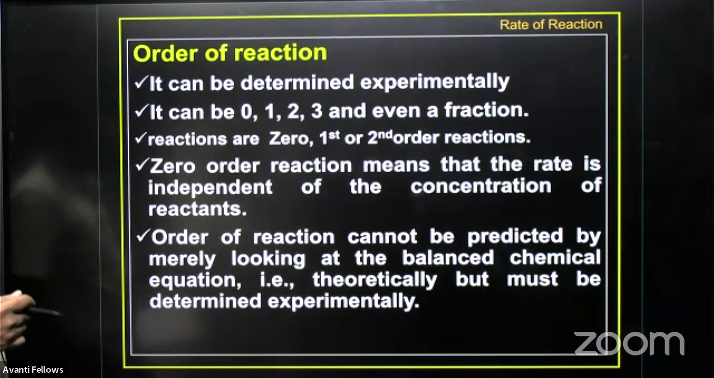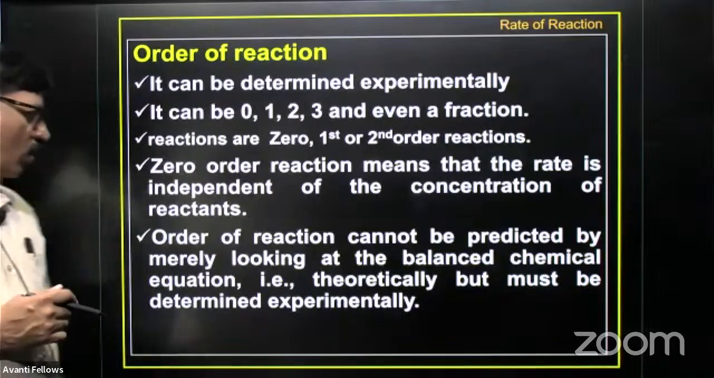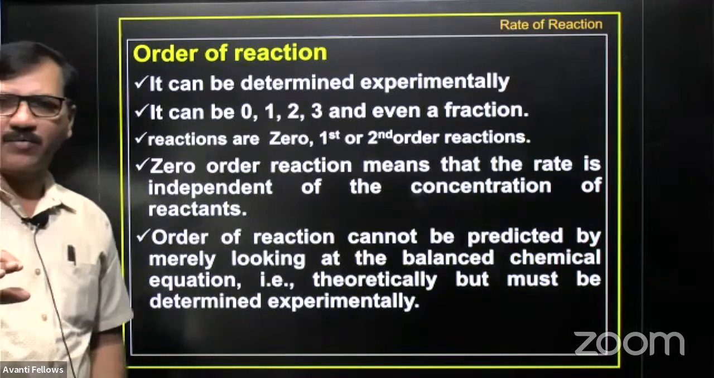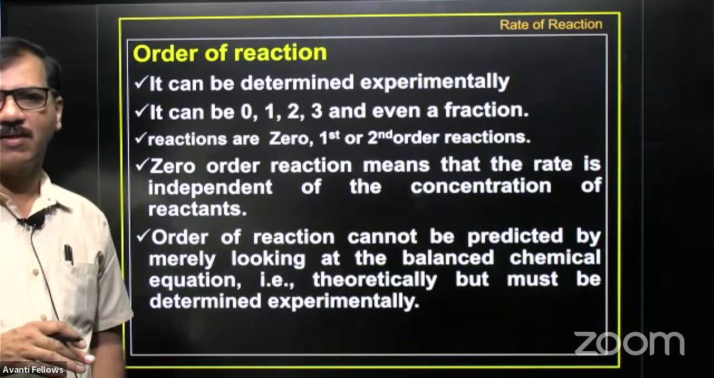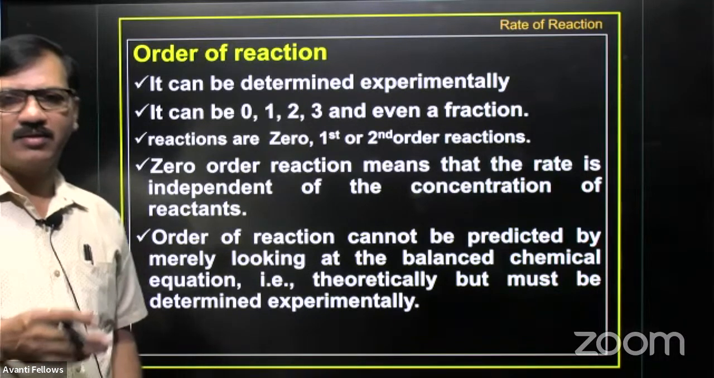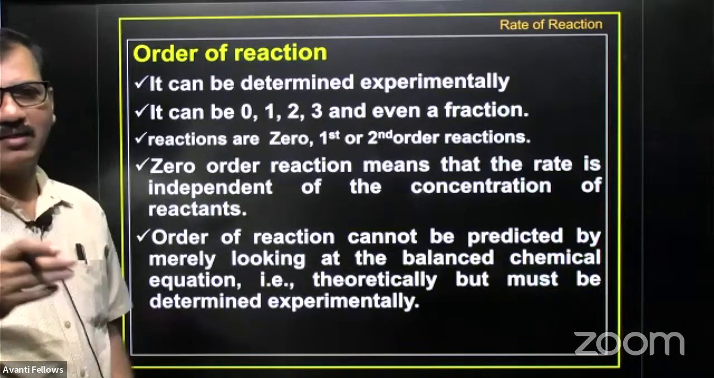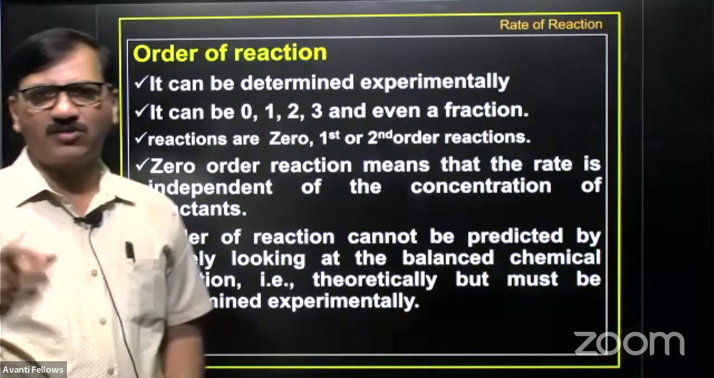Order of the reaction cannot be predicted by merely looking at the balanced chemical equation. It's an important thing. Order of the reaction cannot be determined from the balanced equation, because stoichiometric coefficients may not tell about the X and Y values, which are experimentally determined.